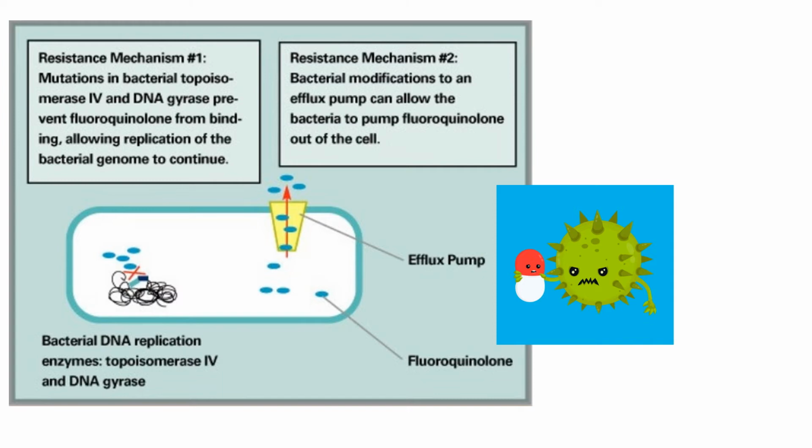Now, as I told you, point mutation, where all mutation can happen? Mutation in the bacterial topoisomerase 4 and DNA gyrase will prevent the fluoroquinolone from binding to these enzymes, and the replication will not take place.